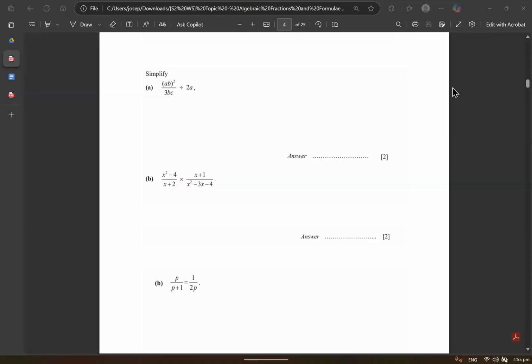Now, in this question, it says AB squared over 3BC divided by 2A. So the moment you see divide with fractions, immediately you must remember that it is keep, change, flip. So you have AB squared over 3BC divided by 2A. You see, I like to turn everything into a fraction first. You get what I'm trying to say? All right, I like to turn everything into a fraction. And when I do that, I now can do something called keep, change, flip.